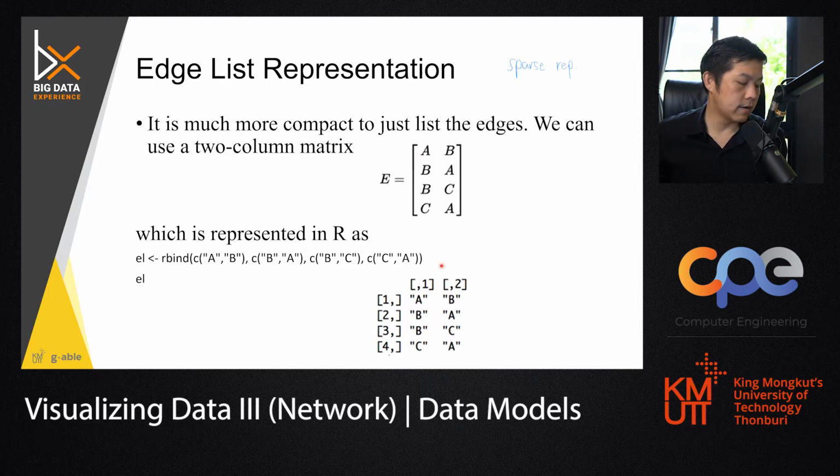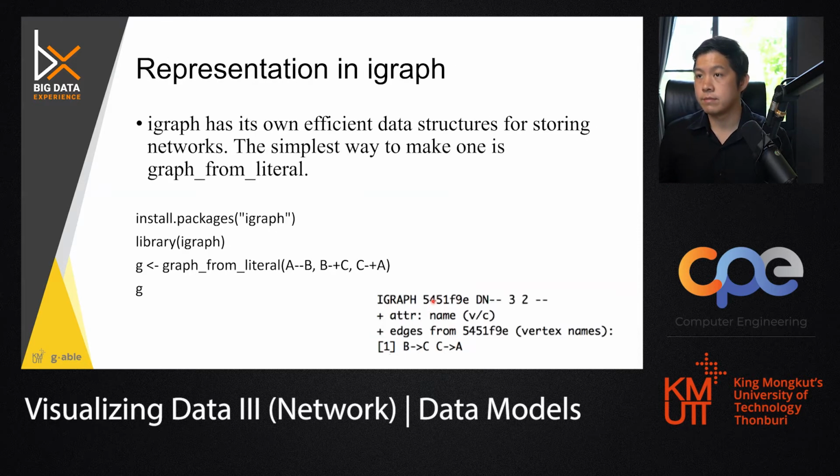And in the case of an undirected graph, this list would not have direction. For a directed graph, you would need the from node, the node that it is coming from, and the to node, the target node that it has to point to.